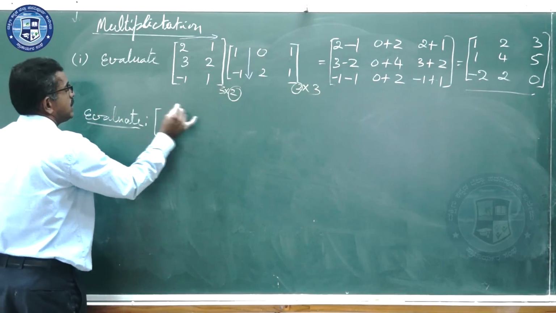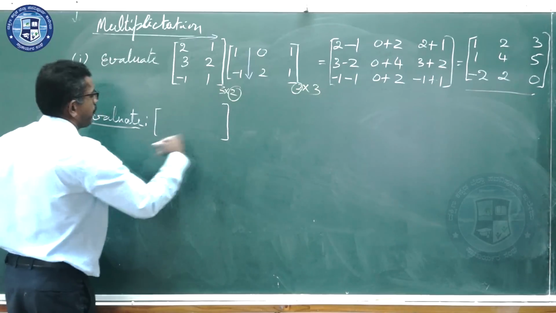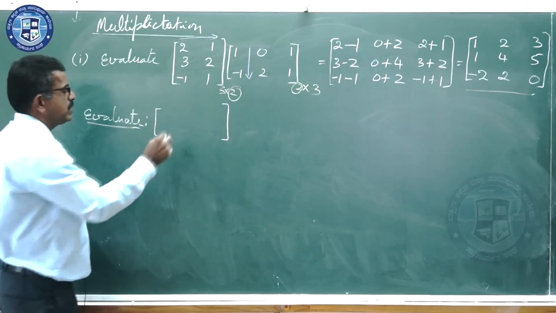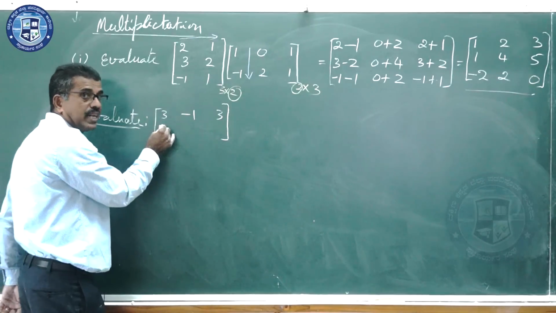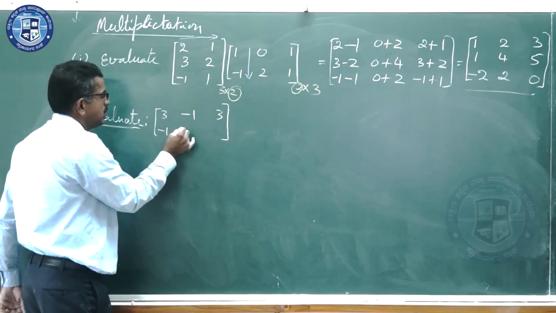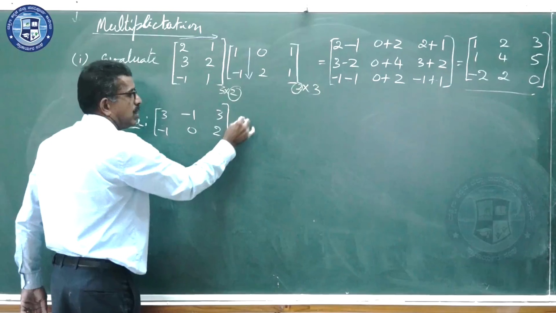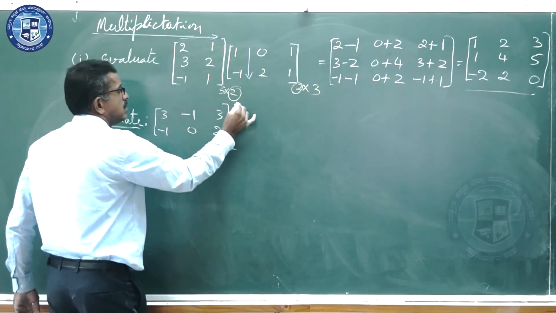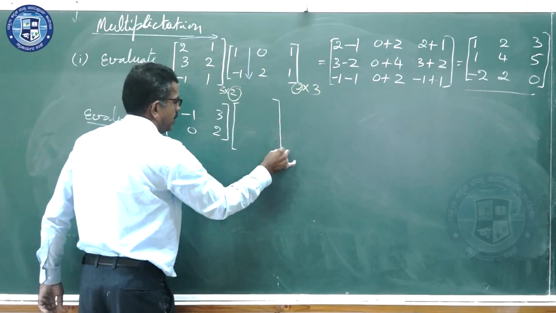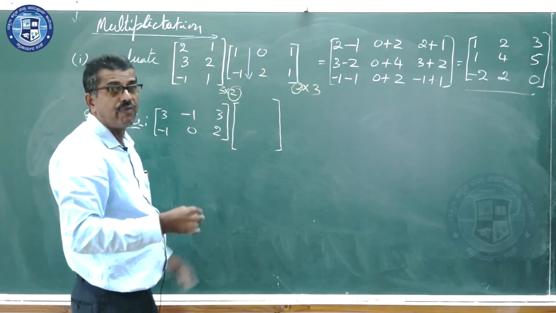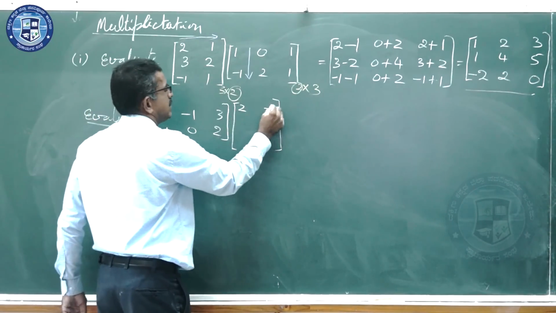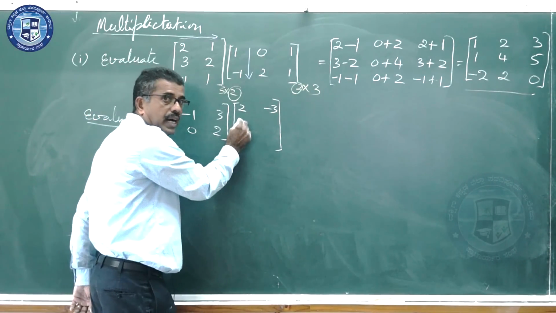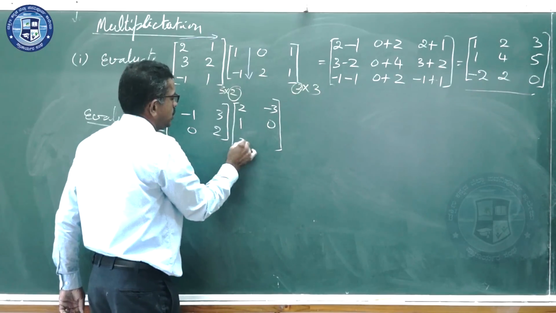I'll take first a 2 cross 3 matrix A. I'll take 3, minus 1, 3, and let the second row be minus 1, 0, 2. The second matrix is of order 3 cross 2: 2, minus 3, and 1, 0, 3, 1.